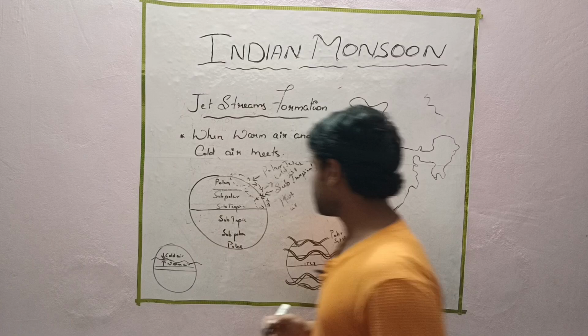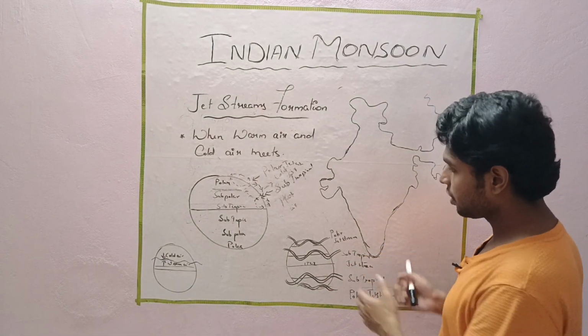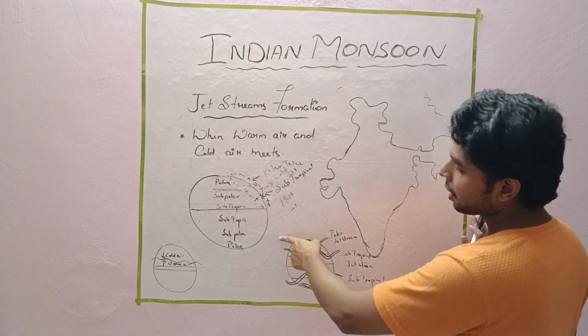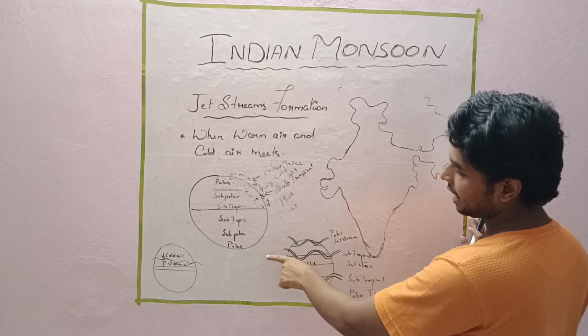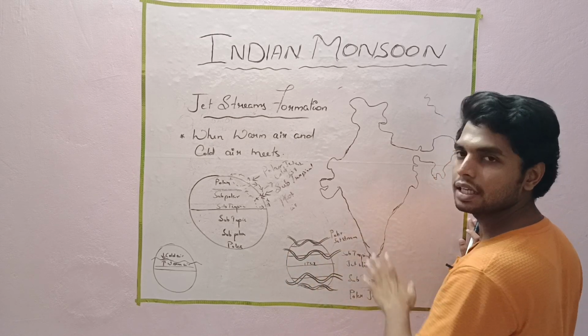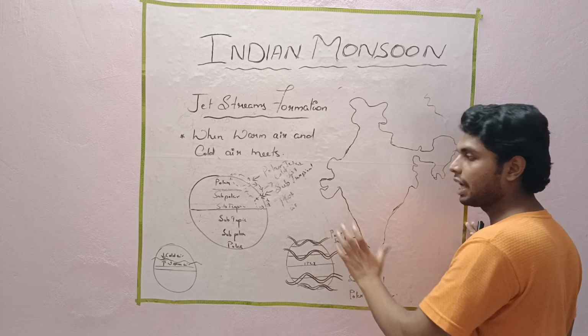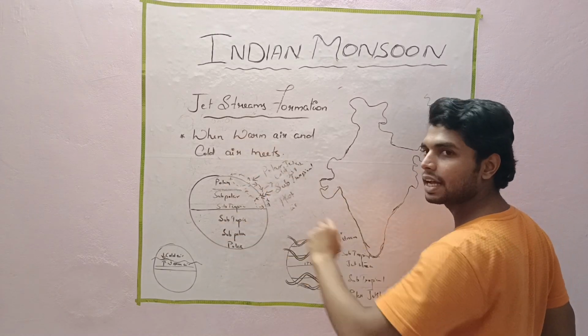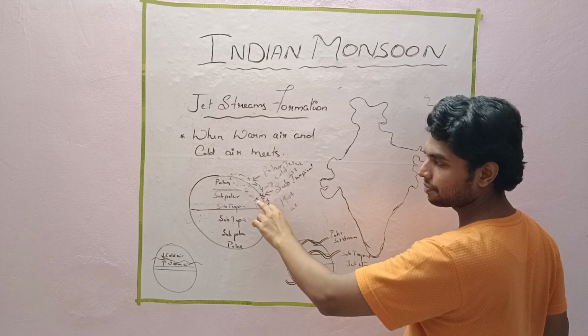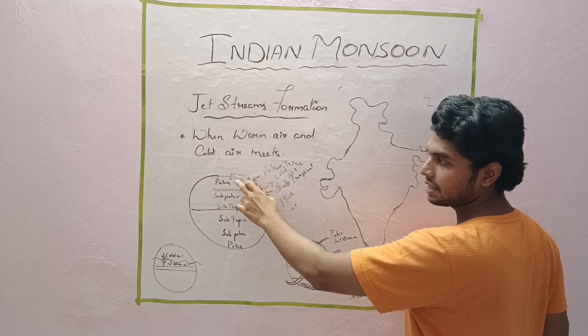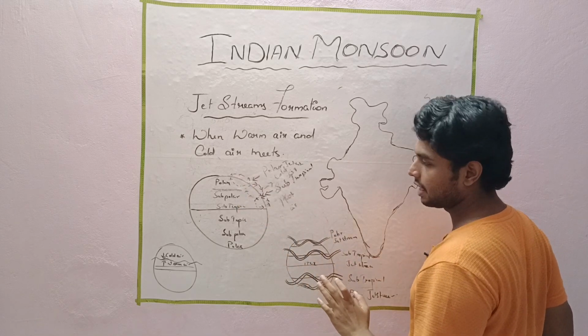Clear? So that's how, when we see here, we can see that polar jet streams are there as well as the subtropical jet streams, and they are formed due to these conditions, which are known as the Hadley cell, Ferrel cell and the polar cell.